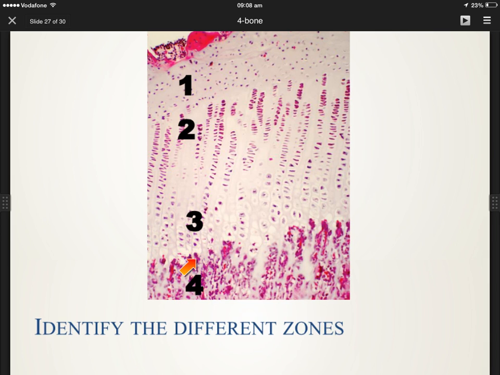And this is the stage where the cells die and the area is invaded by undifferentiated mesenchymal cells and osteoblasts to form irregular acidophilic bony trabeculae. In between we have bone marrow. This is the stage of ossification and formation of the spongy bone.